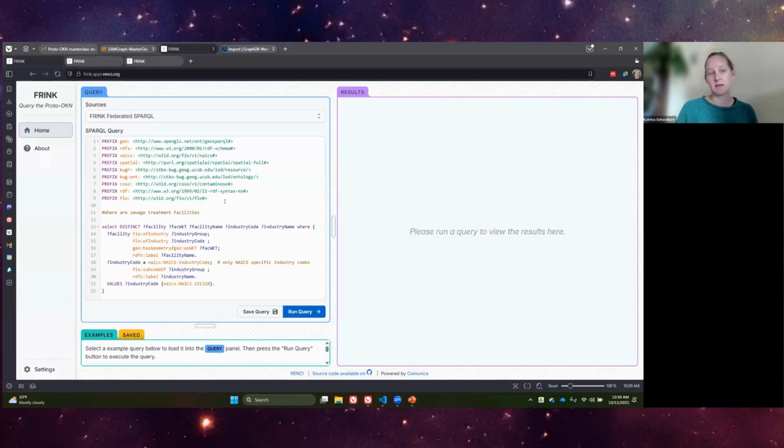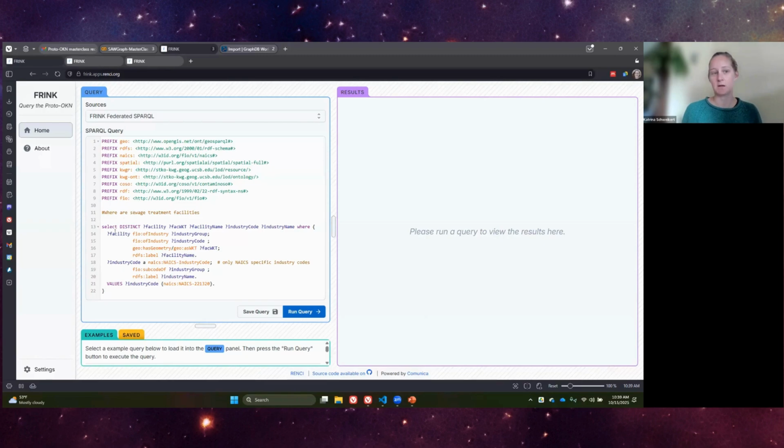So ultimately, we would like to produce a sort of map visual. And so we've broken this question down into three sub-questions that give us some different spatial information. First, we'll take a look at running this on the Frink server. So the first thing that we want to do is find facilities of a particular type.